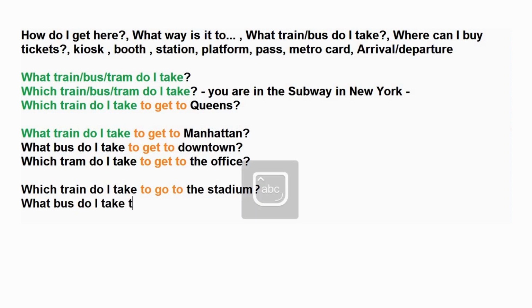What bus do I take, once again, to go to, let's say, London. Let's say we're in England, right? What bus do I take to go to London? Or whatever. So once again, "do I take." Make sure you get that, okay? What bus, what tram, which train. But once again, it's always "do I take," or "to go to," or "to get to."